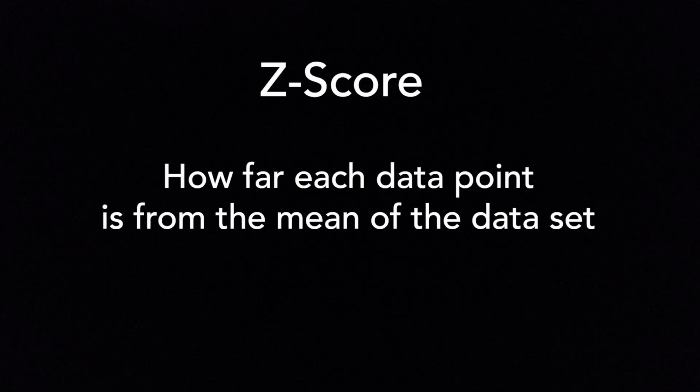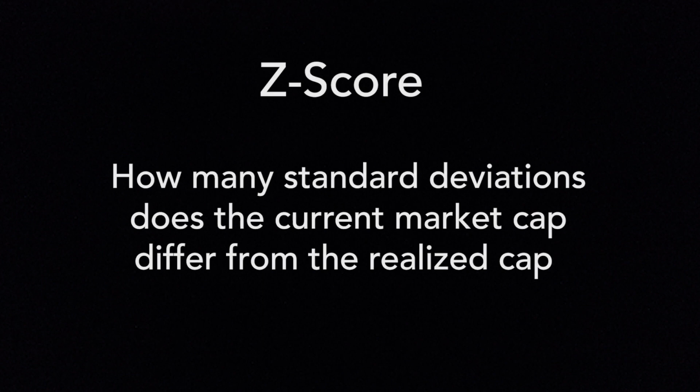And the third component of the formula is the Z-score. The Z-score is a measurement of how far each data point is from the mean of the data set. Or in this case for Bitcoin, how many standard deviations does the current market cap differ from the realized cap? And that is the Z-score. So what the hell does all this mean? Basically, the MVRV Z-score measures the heat of the market.